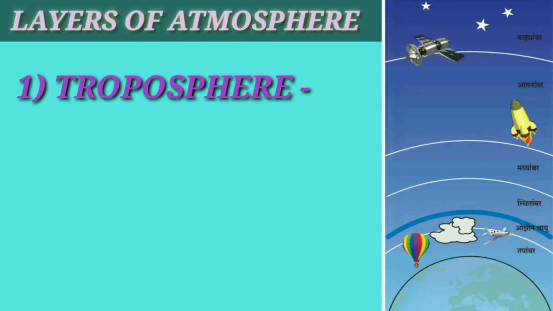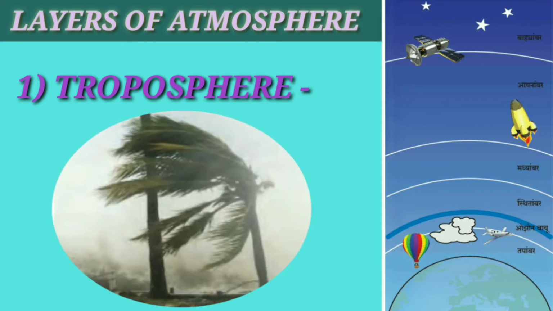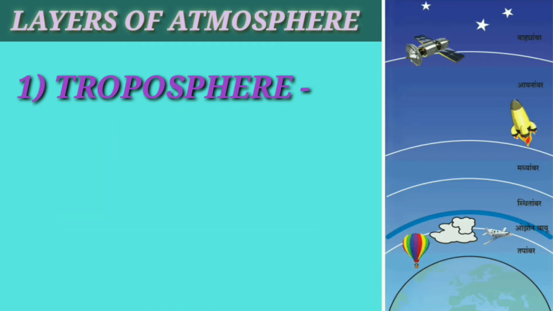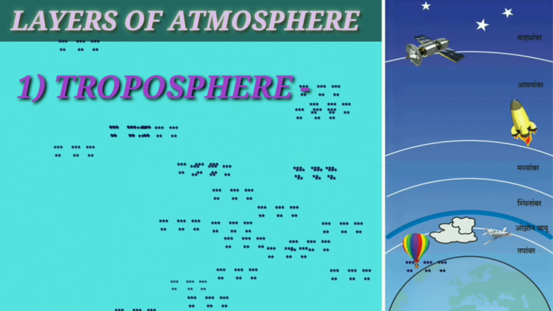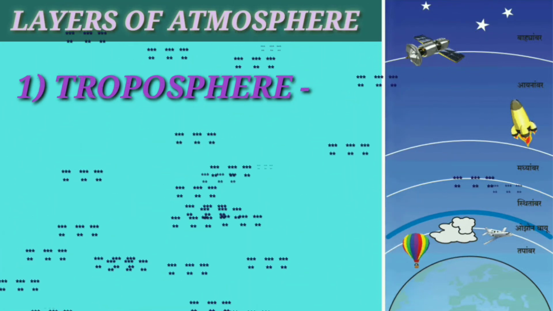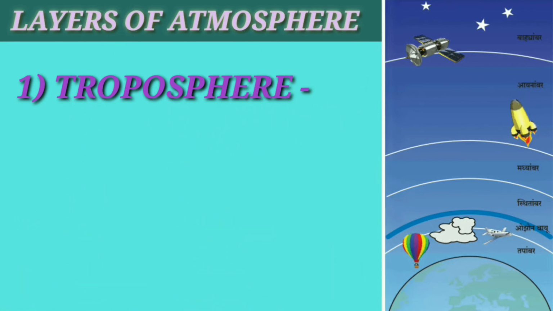Almost all the water vapors in the atmosphere are contained in the troposphere. So all the weather related phenomena like clouds, rains, fogs, winds, and storms take place in the troposphere. The air on high mountains is rarer than the Earth's surface, so mountaineers carry oxygen cylinders when they climb mountains higher than 5,000 meter.